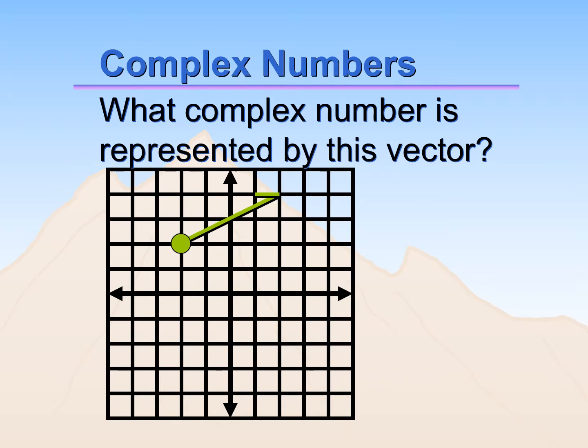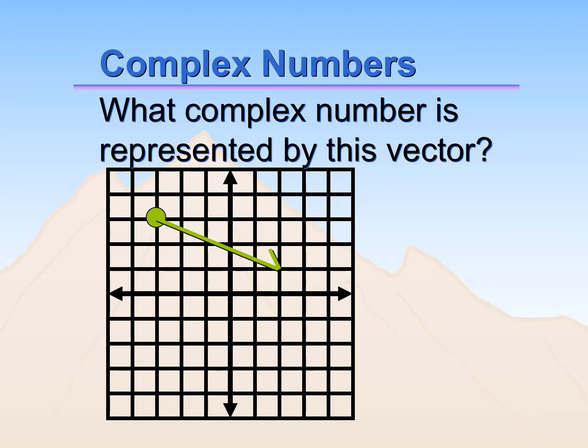Here's another one. This one's a little bit more tricky because your initial point is no longer at the origin, it's over here. So from the initial point, you have to figure out how you get to the terminal point, and then that will tell you what complex number is represented. So to get to the terminal point from this initial point, we had to go 1, 2, 3, 4 to the right, which means that the real part is 4. And then we had to go up 2, which means our imaginary part is 2i. So the vector represented here would be 4 plus 2i.